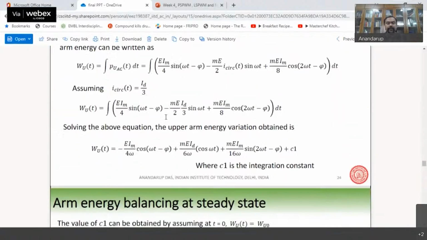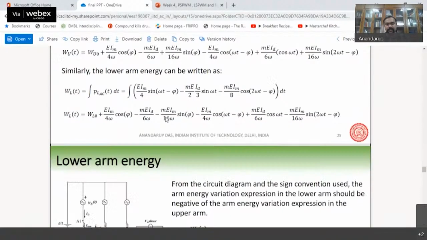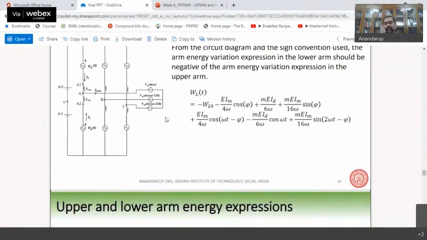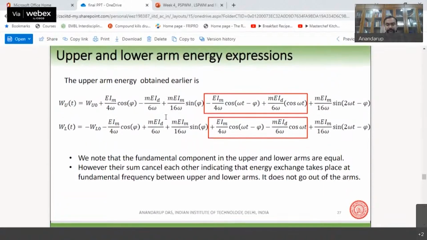Okay, and when you do the arm energy balancing at steady state, you find something very interesting. By doing all this mathematics, you will find that there is a fundamental component in the energy expression, and the fundamental component in the lower arm and upper arm are equal, but their sum cancels each other. That means energy exchange takes place at fundamental frequency between the upper and lower arms. It will not go outside the arms. So that is one thing that you will see in this expression.